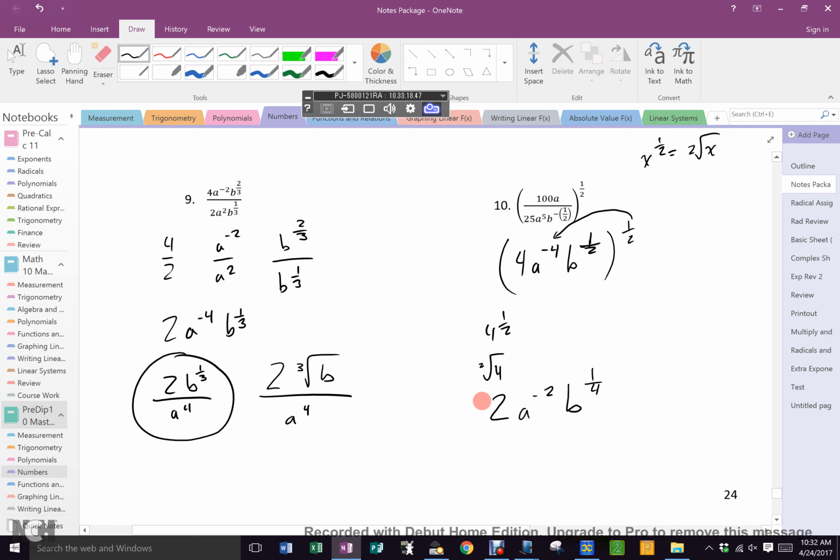Am I okay yet? What about that is not okay? It would be 2b to the 1/4 over a squared. Is that okay as exponential form? Can I write it any other way? 4th root of b over a squared.